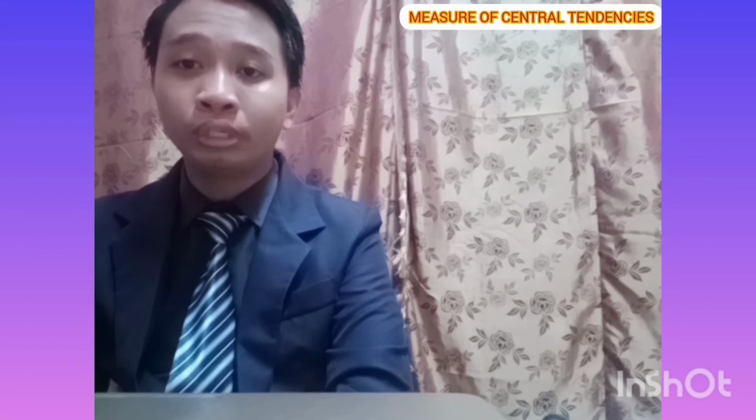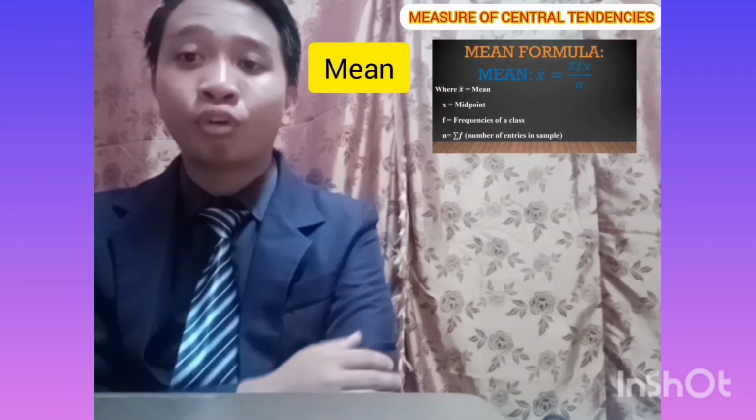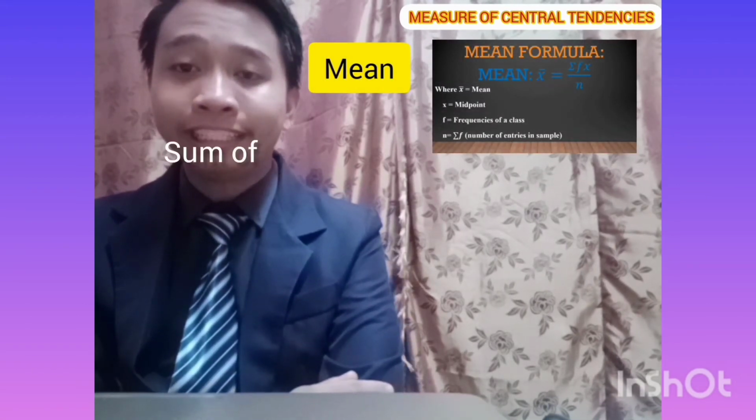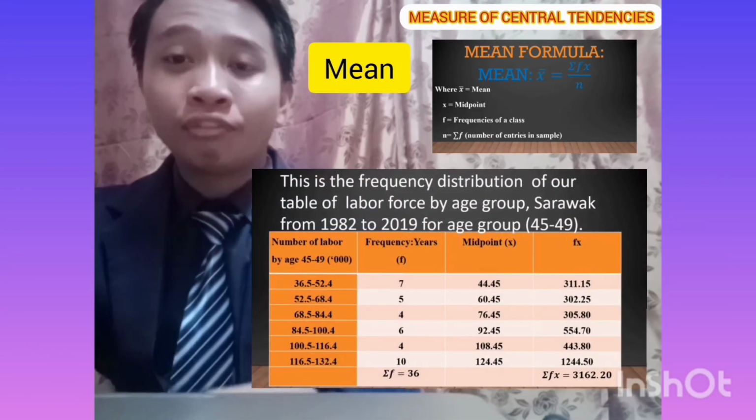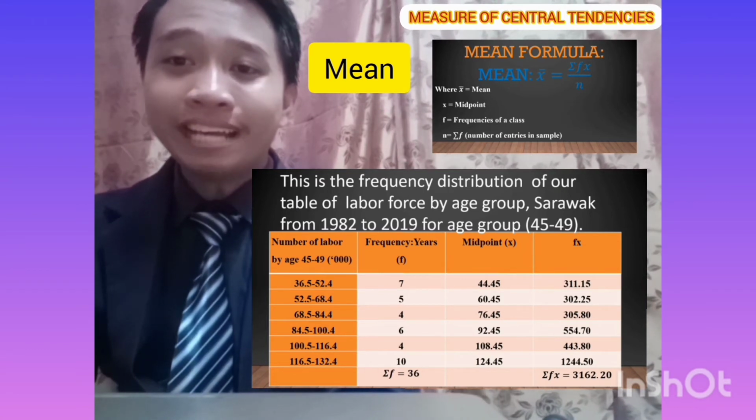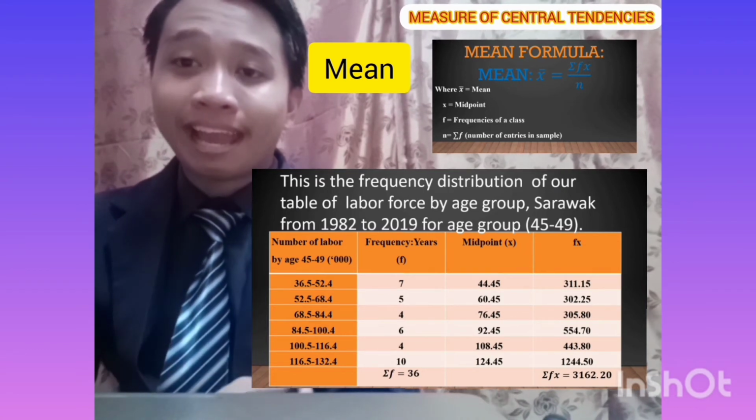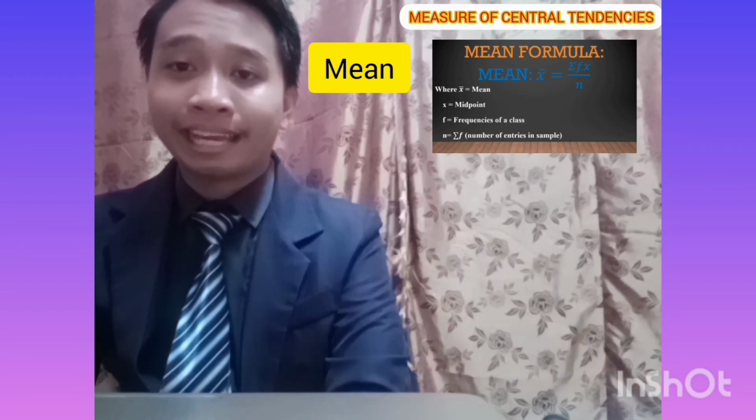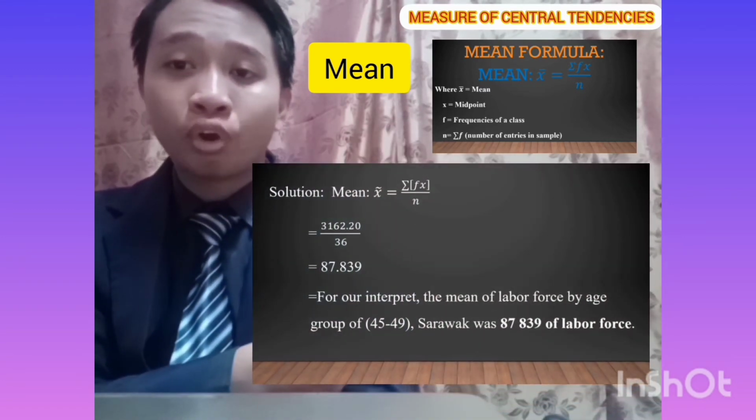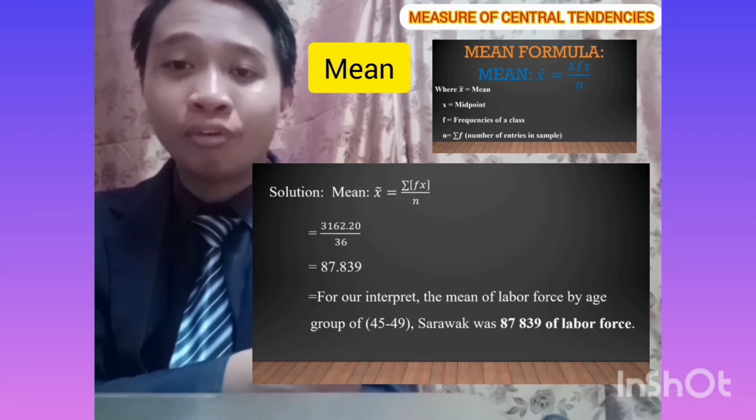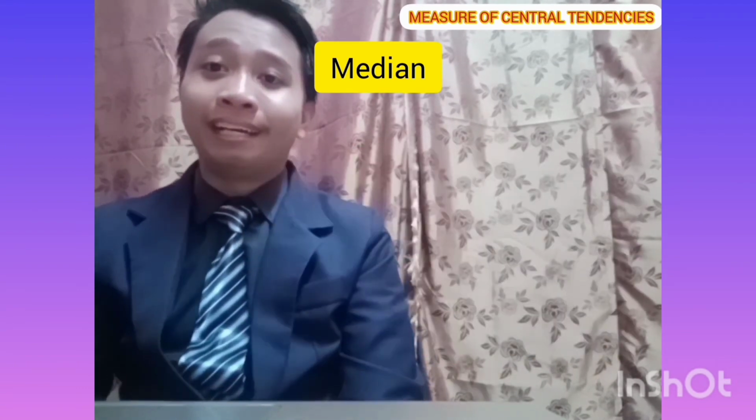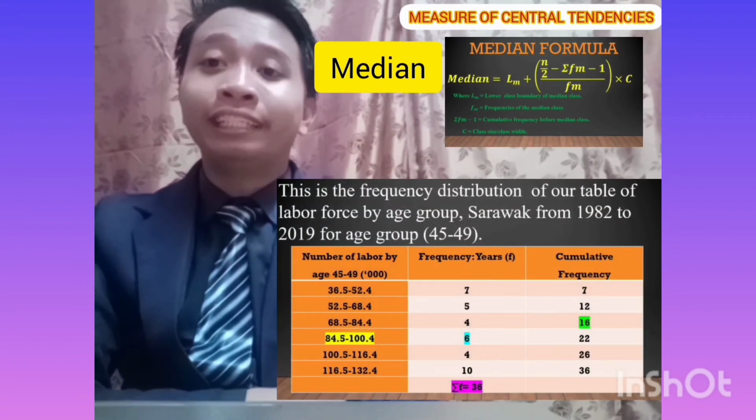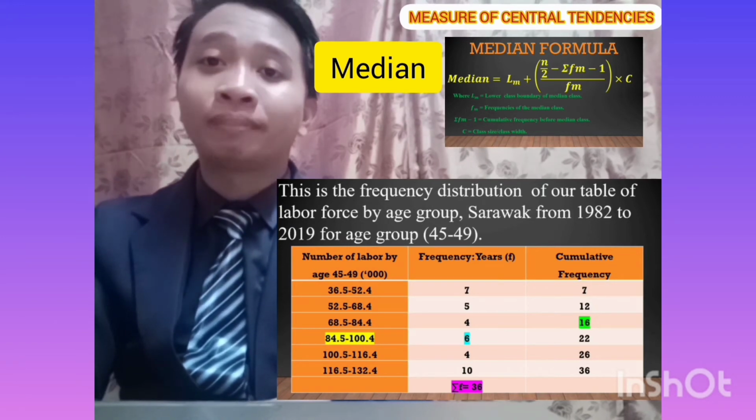So we go to the mean. This is the mean formula. Mean is the sum of fx divided by n. This is group data for our case study. We can see f, x and the sum of fx, and this is our solution to calculate the mean. So our mean is this. Next, this is the median formula, and this is our frequency distribution table of the labour force of Sarawak.